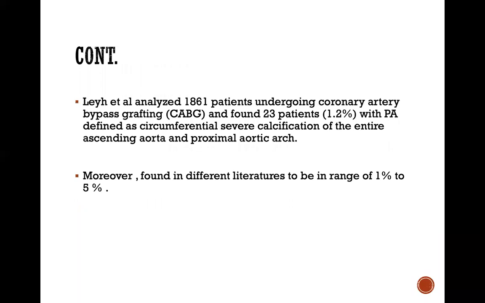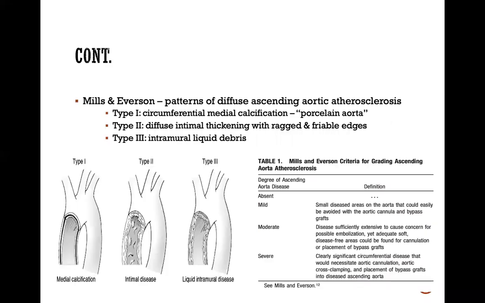Lytle et al. once analyzed 1,861 patients who underwent CABG and found among them 1.2% with porcelain aorta, defined as a complete circumferential severe calcification. However, in the literature, you can find different incidence or prevalence of this. It can range from 1 to 5%, depending on the specific group you are looking at.